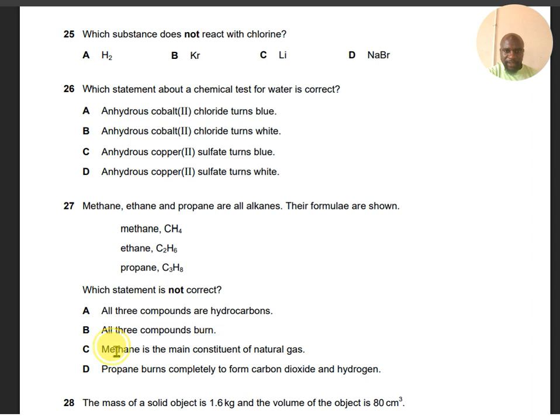Methane is the main constituent of natural gas. Of course, methane is the main constituent of natural gas. Then propane burns completely to form carbon dioxide and hydrogen. No, it does not burn completely. Of course, carbon dioxide can be produced, but it does not burn completely. So this one is the correct answer on number 27.